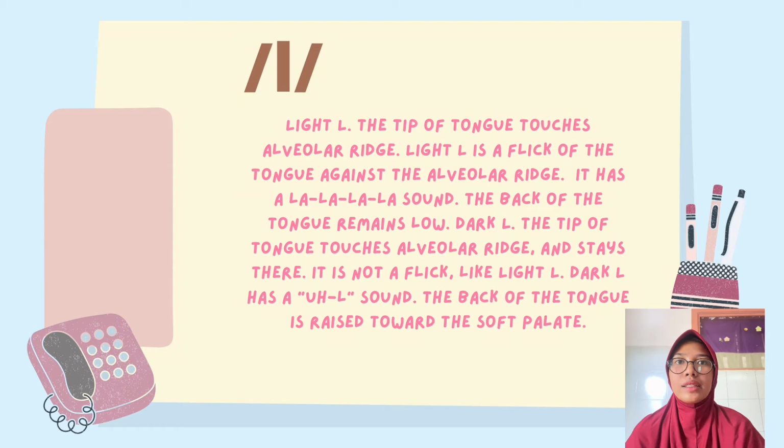Dark L. The tip of the tongue touches the alveolar ridge and stays there. It is not a flick like L. The back of the tongue is raised toward the soft palate. Example: dark L, real, Google.